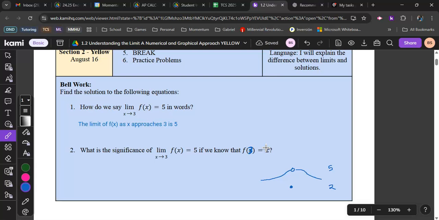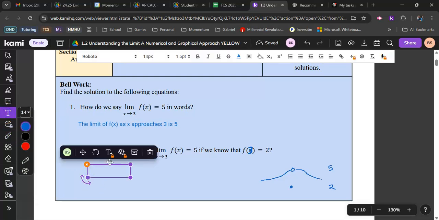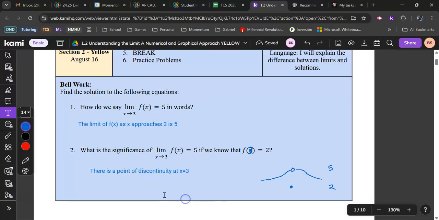Anytime we have the limit and the actual function being two different things, that's all it means, that there's something like this going on, some kind of point of discontinuity. It can't be an asymptote, right, because then the function would be what? If it's an asymptote, what is the function? Undefined. It's always undefined in an asymptote. Awesome. All right. So I guess if I put that in words too, it would mean there is a point of discontinuity at x equals 3. Awesome.